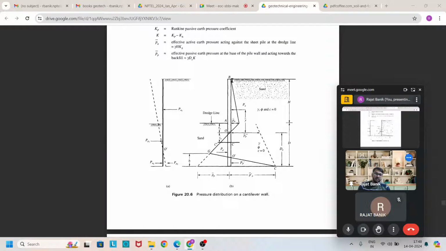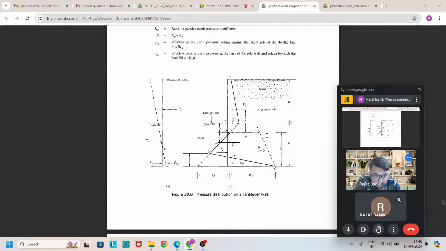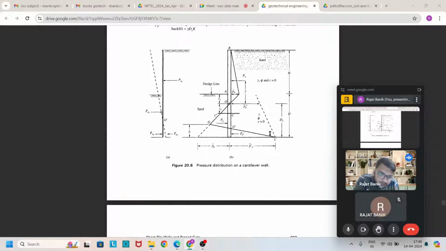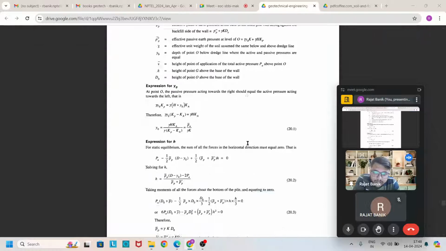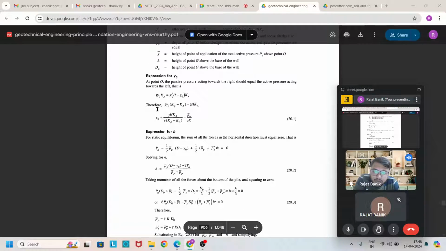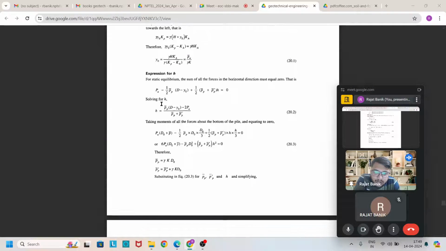We see that the active pressure shifts to passive earth pressure after point O. Again after O dash, it shifts again. So we have to design the sheet pile to find out the embedment depth, that is capital D. For all of this diagram arrangement we need to find out our capacity. So these are the formulas, you can go through it, to find out the capacity of the embedment depth.